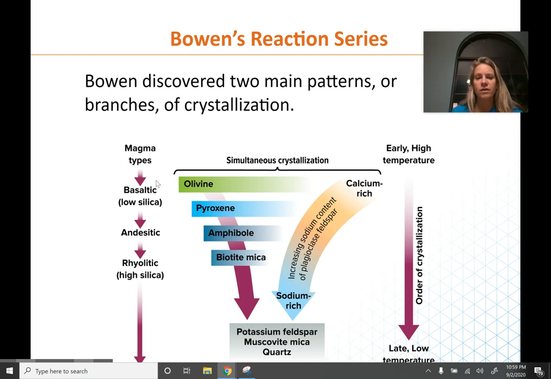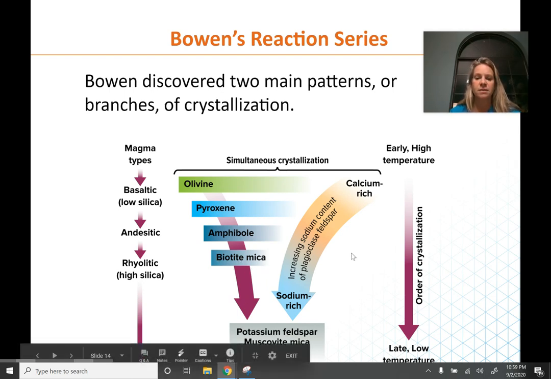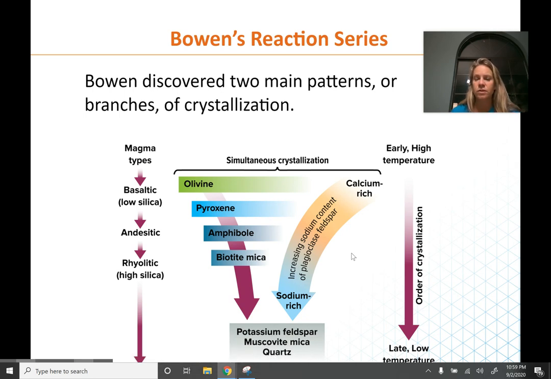The things at the very top take high temperatures. Olivine is going to be the last thing to melt. Then pyroxene, amphibole, biotite mica. So this is kind of an order of melting. The things listed down at the bottom, the potassium feldspar, muscovite mica, and quartz, are going to melt first. Those are like the chocolate chips. And the actual solid cookie part would be like the olivine, which is going to melt last.